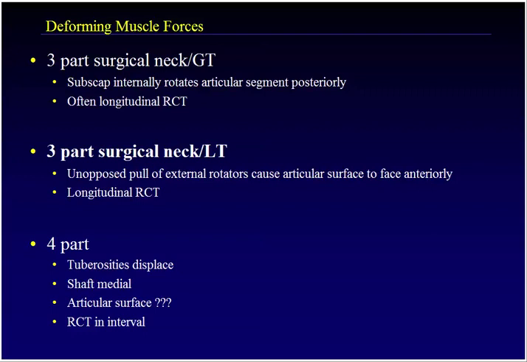Then if you have four-part fractures, the tuberosities are by definition significantly displaced and disrupted. The shaft is pulled medially, again by the pectoralis, and who knows where the articular surface will be. It's a variable presentation in those situations, and you can have a rotator cuff tear with those as well.